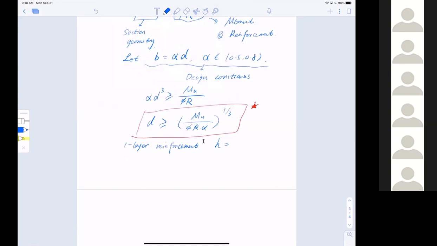Austin Horscam. Mr. Horscam, are you there? Yes, sir. So what is the relationship between the height and the depth now for one layer of reinforcement? Give you a hint, it is d plus something. What's that number here?